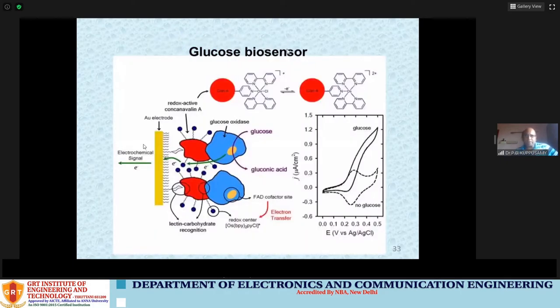Now I am going to explain what a glucose biosensor system is. Please all of you refer to the system given in the figure and the table. This is your concentration, and you can see what is happening at each stage: glucose level, redox reaction, concanavalin A, and gold electrode. Electrochemical signal, electrons, glucose converted into gluconic acid, lectin carbohydrate recognition. This recognition happens and is converted into the corresponding electrical signals. Now this is the chart, given in terms of voltage against the reference electrode, and the current is in microamperes per centimeter square.